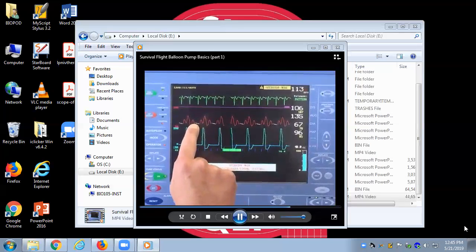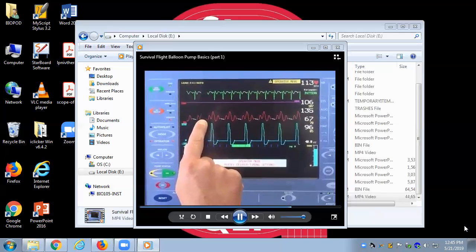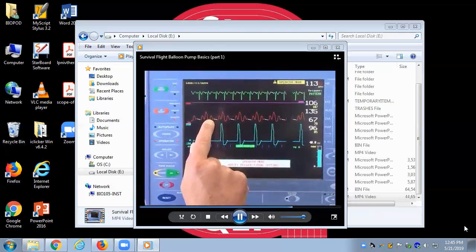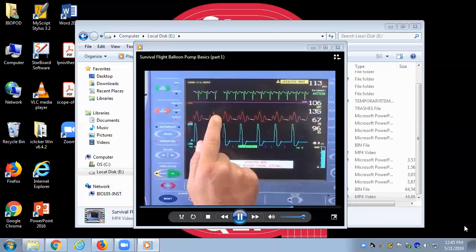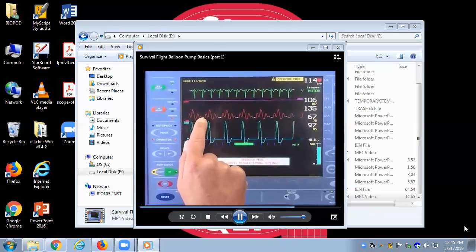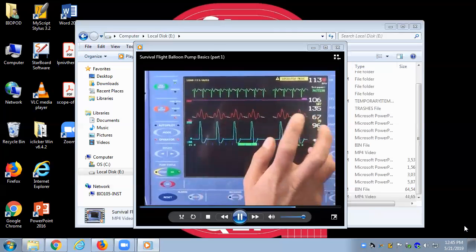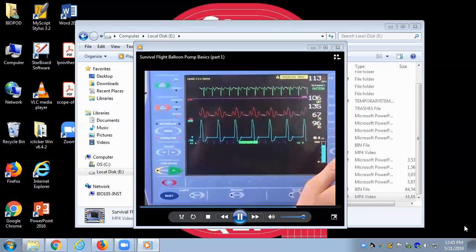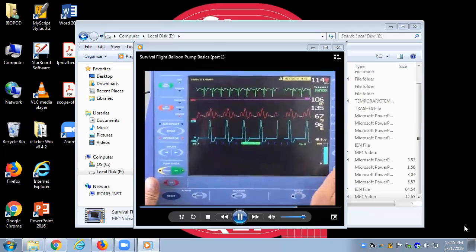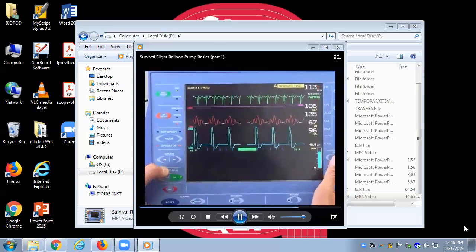You see up here this white line is going to correlate with inflation and deflation. So we want to start inflation at the dicrotic notch, which indicates the closure of the aortic valve. And before the next arterial pressure pulse beat, we want that deflation to initiate. We don't want the balloon inflated while the left ventricle is trying to contract. So we can adjust inflation and deflation. Inflation's on the left, deflation's on the right.